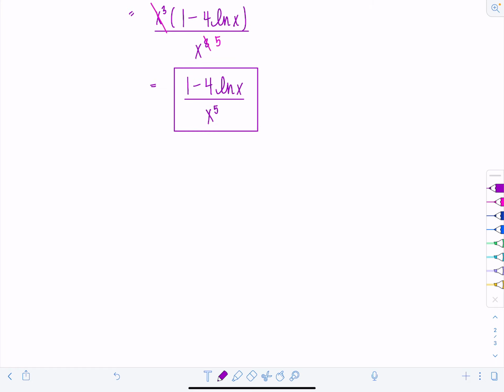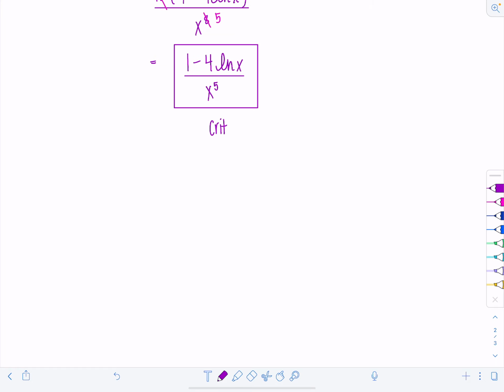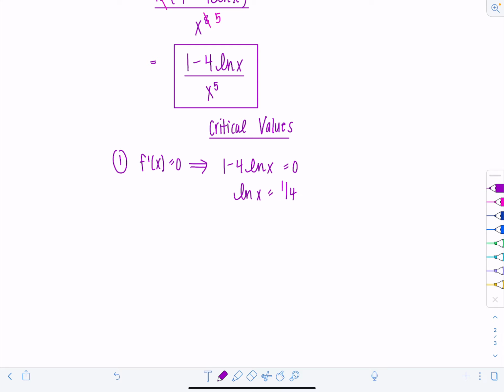Okay, it's critical value time. So remember, critical values come from two places. One, where f prime of x equals 0. So we're going to set the numerator equal to 0. That's how that would happen. That would mean the natural log of x equals 1/4. So x equals e to the 1/4.